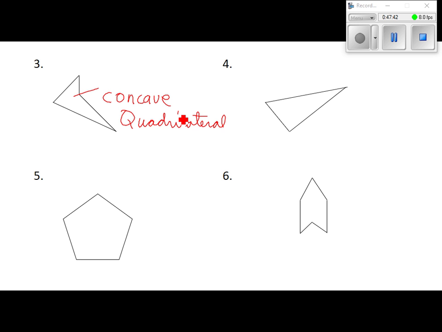Number 4. Convex. Triangle. Hopefully you guys are listening, because if you can't read my cursive, then you're just sort of out of luck. So listen also. Number 5. Convex. What is it, Austin?